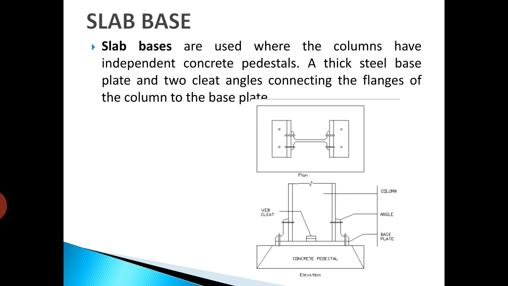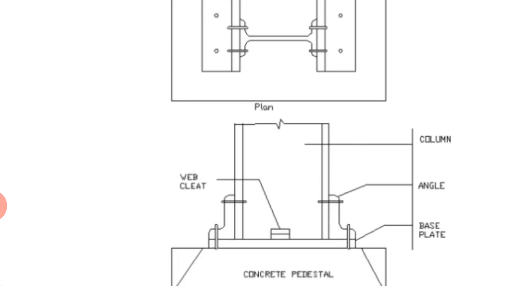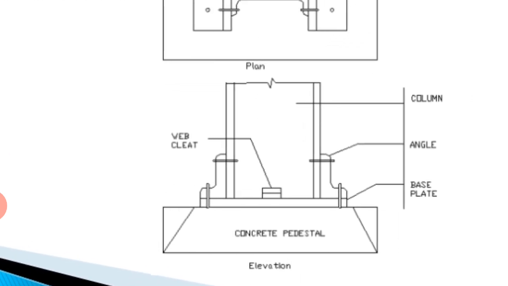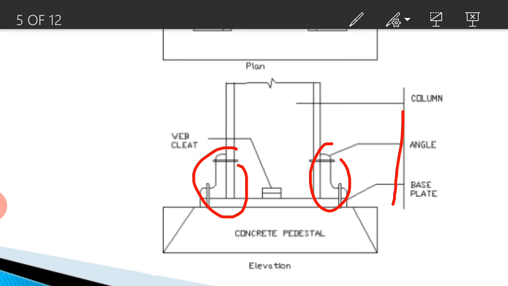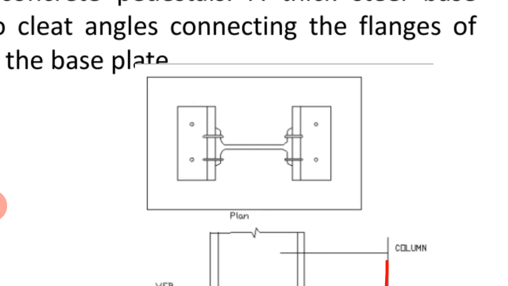Slab bases are used where the columns have an independent concrete pedestal and a thick steel base plate, and two cleat angles connecting the flange of the column to the base plate. So we can see here, the column flange is connected with the angle. Here in plan also you can see, and here also.